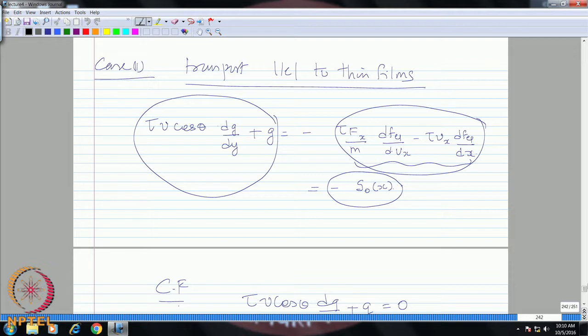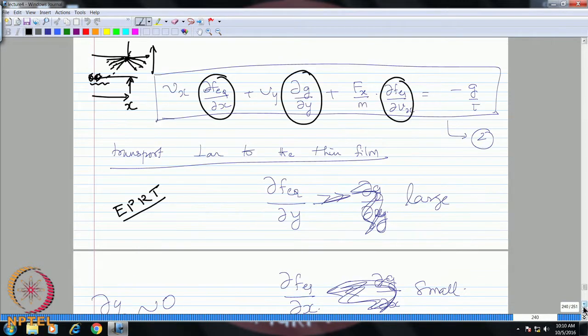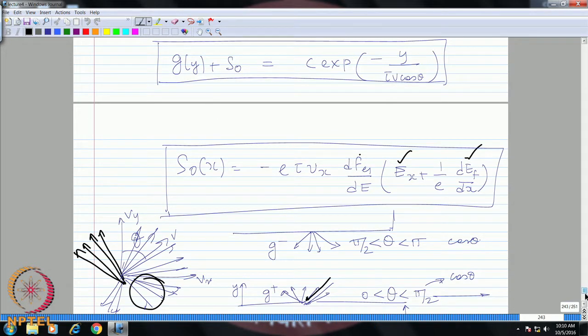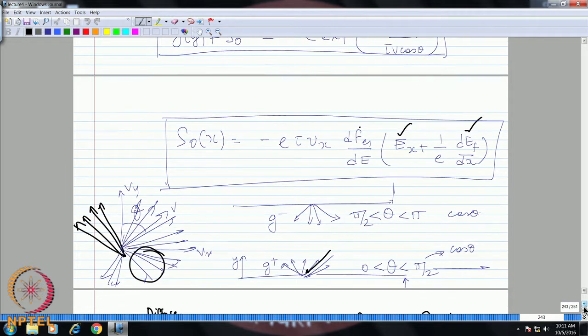What is important here is to find out the perturbation function g and its variation with respect to y. This is what is going to result in the size effects. Now we have an ordinary differential equation which we could solve, and then we could get a solution in terms of y and s naught of x, where s naught of x for the case of electron charge transport is given by this particular expression.